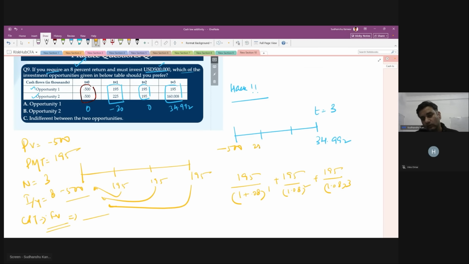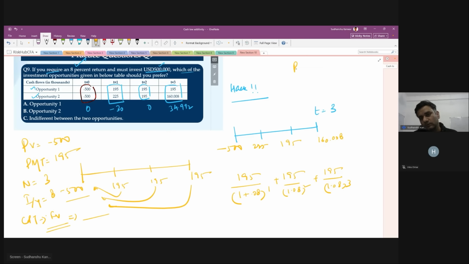Minus 500, 225, 195, and 160 point. This is the easier version. You don't have to apply any logic, right? You can do the easier version by this. Then we'll come to the hack, right?